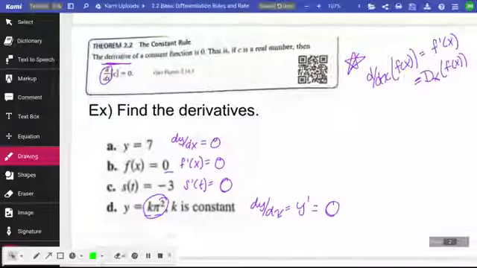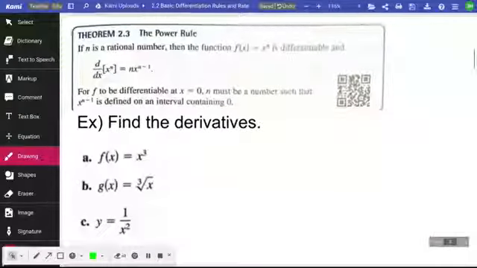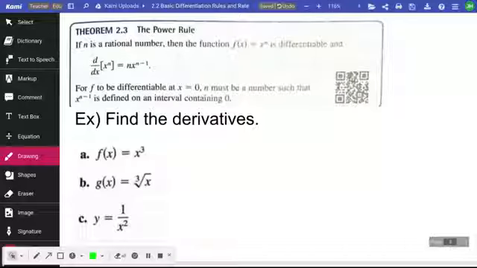All right. Okay, so then the power rule. So what if it's not a constant? Okay, so this rule looks crazy. If n is a rational number, rational meaning can be written as a fraction, then f of x equals x to the n, so your exponent is a rational number, is differentiable, meaning I can take the derivative of it. Then d over dx of x to the n power, that reads the derivative of x to the n power, is equal to nx to the n minus 1.